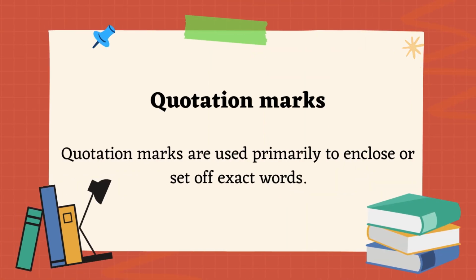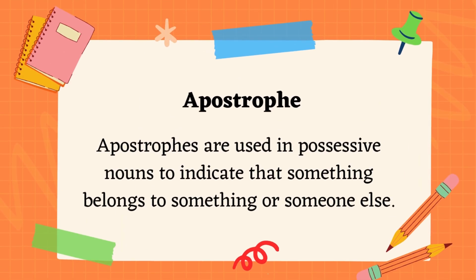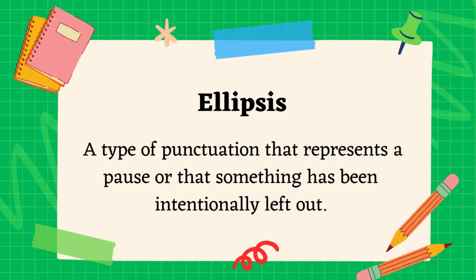Quotation marks are used primarily to enclose or set off exact words. Apostrophes are used in possessive nouns to indicate that something belongs to something or someone else. Ellipses are a type of punctuation that represents a pause or that something has been intentionally left out.